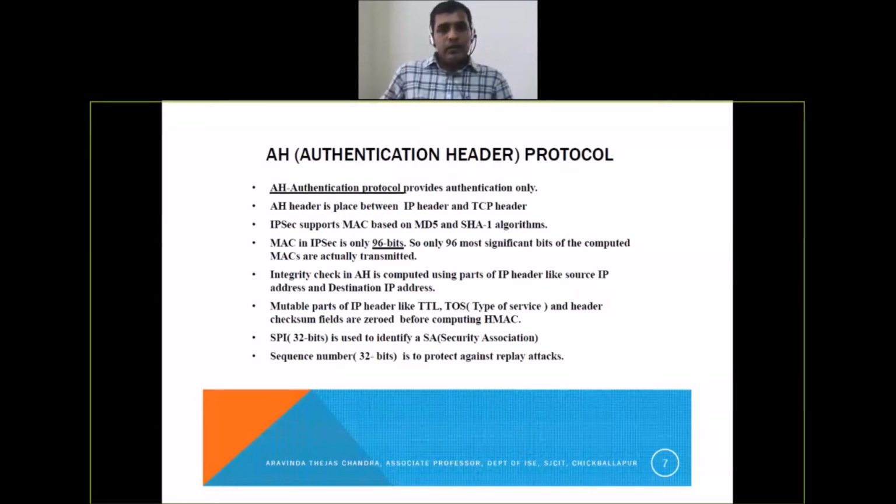And note the point that the MAC, that is HMAC, in IPsec uses only the most significant 96 bits. If we are using MD5, 128 minus 96, the remaining 32 bits are left out. Similarly, if we are using SHA, which uses 160 bits at most, 160 minus 96 means the remaining 64 bits are left out, and only the most significant 96 bits are used. So this is how the protocol provides authentication.